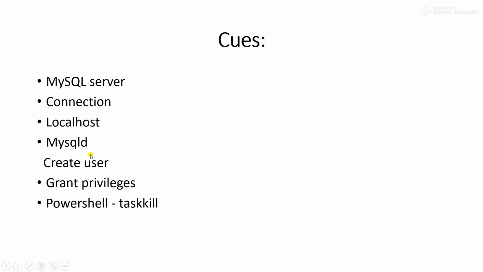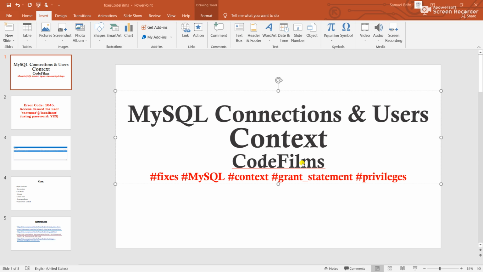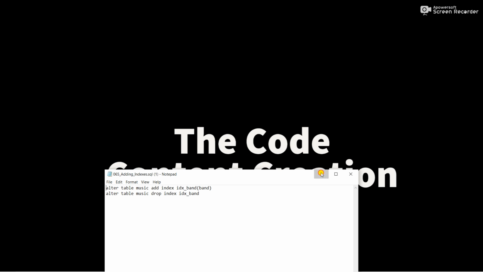And we are creating a user. We're trying to grant privileges, and we had to use PowerShell. So I just want us to go straight into it. These are all the references that help in assisting. It's very technical, but let's stick to what I said, that it's going to be about context, connections, and users. So let's go straight into it.